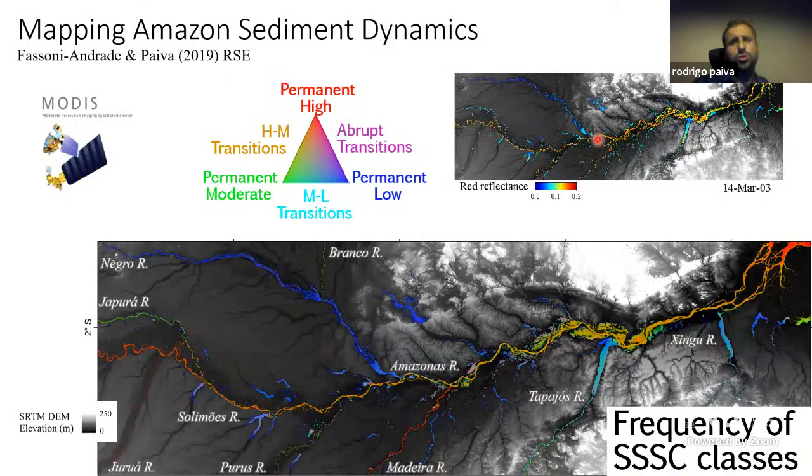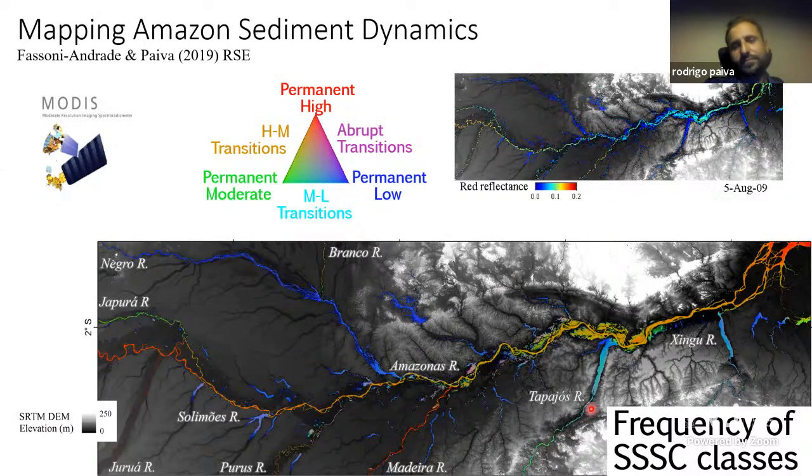A second example concerns water color. In these large rivers, we can use satellite imagery from missions such as MODIS that has already a large record of observations starting from 2000. And we can select a few bands, for example, infrared or red, that are sensitive to sediment concentration. So in this animation, you can see a proxy of sediment concentration in the Amazon River and its tributaries, the Negro, Madeira, and also in its wetlands.